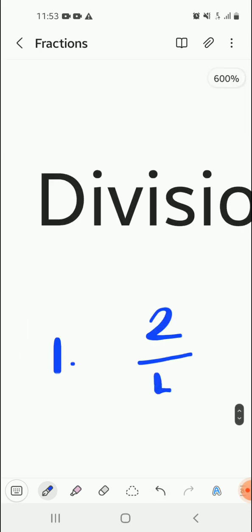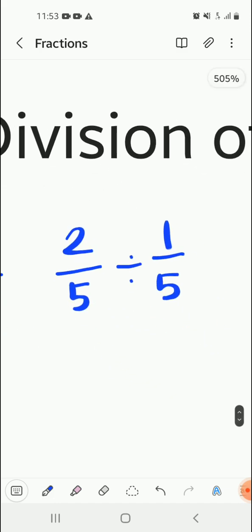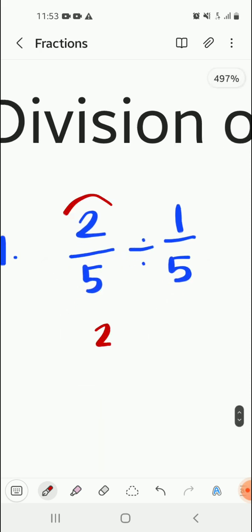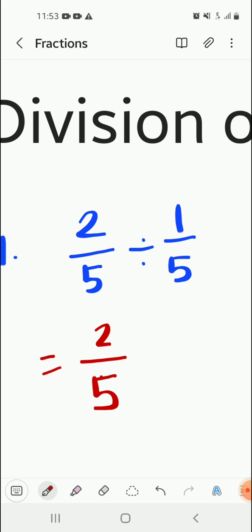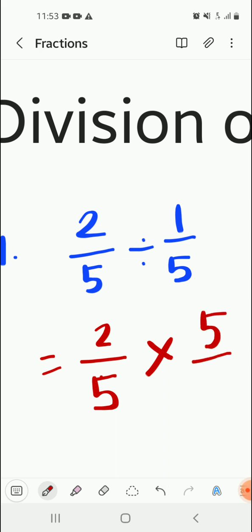So, we will follow three simple steps. The first step is copy the first fraction as it is, that is 2 by 5. Second step, change the division sign to multiplication. Third step, use the reciprocal of the second fraction given. That is 1 by 5 becomes 5 by 1.